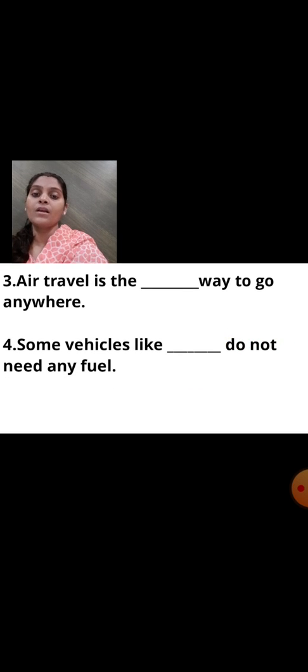Now the next question. Air travel is the dash way to go anywhere. Through air travel you can go very fast or very slow? Yes, air travel is the fastest way to go anywhere. Through air travel, that is through aeroplane or helicopter, you can go anywhere very fast. So air travel is the fastest way to go anywhere.